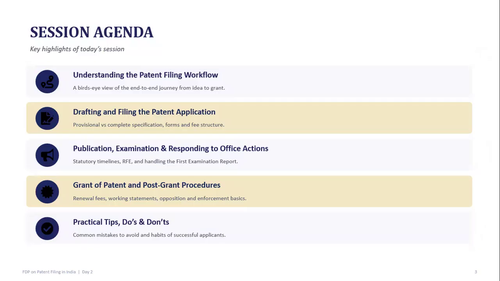Let us begin with the agenda for today's session. We will first understand the patent filing workflow, beginning with the invention and progressing towards the grant. Next, we will discuss drafting and filing the patent application, including the distinction between provisional and complete specification, important forms, and the fee structure. We will then examine publication, examination, and responding to office actions, including statutory timelines and request for examination and the first examination report. After that, we will discuss grant of the patent and post-grant procedures, including renewal fees, working statements, opposition, and enforcement. Finally, we will look at important practical tips, do's and don'ts, which can help applicants to avoid common mistakes during the patent filing process.